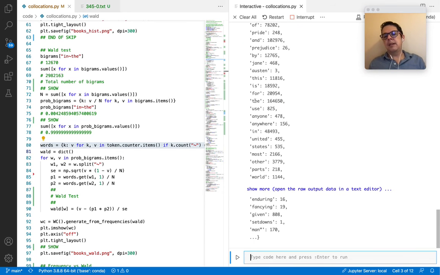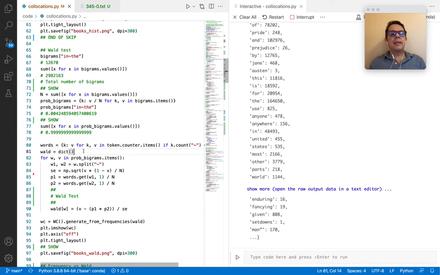Let's have a look at the words, and the Wald statistic. We are going to store the Wald statistic in this dictionary. So we iterate over all the bigrams, where w is the bigram, and b is the number of times that bigram appears. We iterate over all of these, and we compute the Wald statistic. Well, not exactly the Wald statistic. We remove the absolute value. Let me execute this.